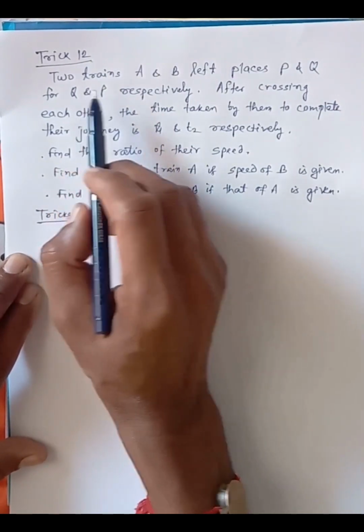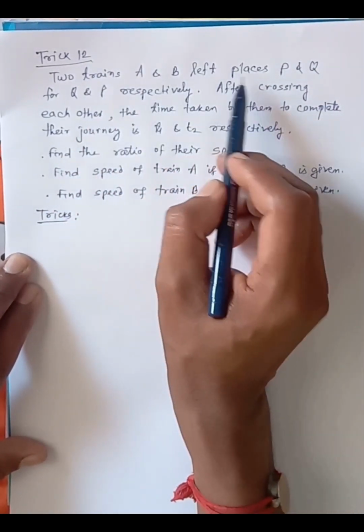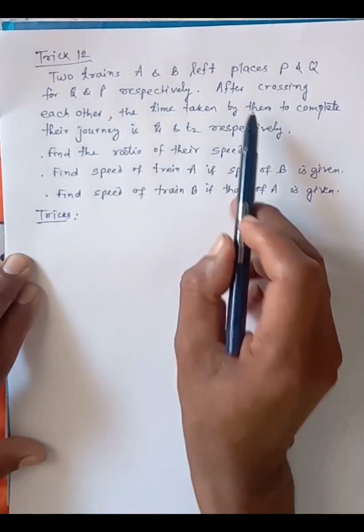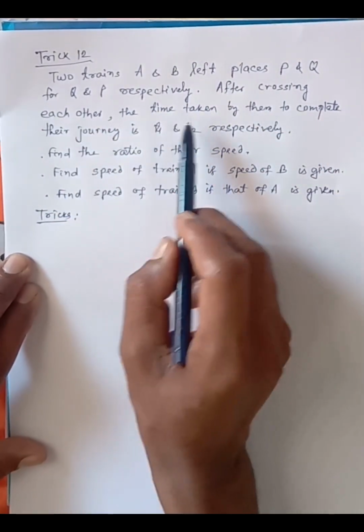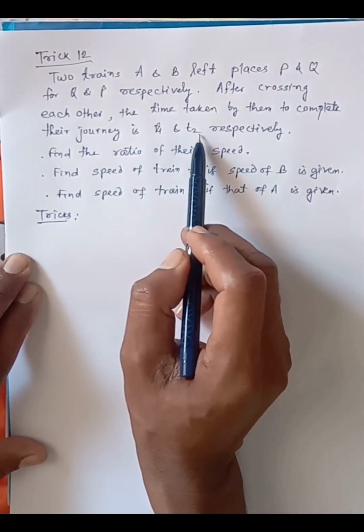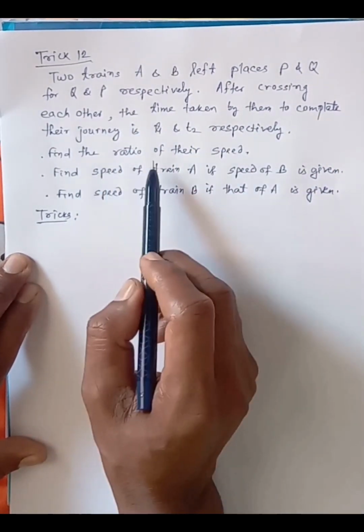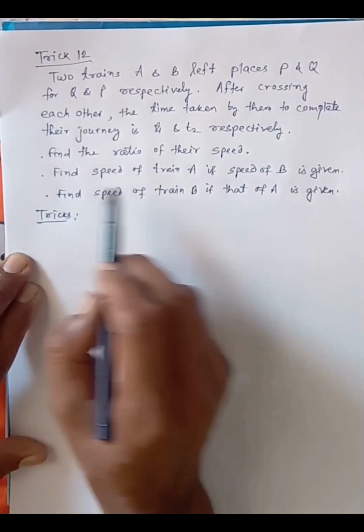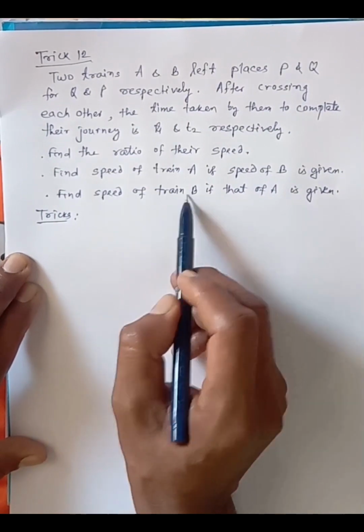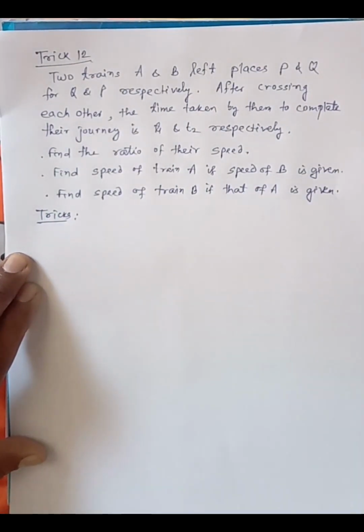Trick 12. Two trains A and B left places P and Q for Q and P respectively. After crossing each other, the time taken by them to complete their journey is T1 and T2 respectively. Find the ratio of their speed. Find the speed of train A if speed of B is given. Find the speed of train B if that of A is given.